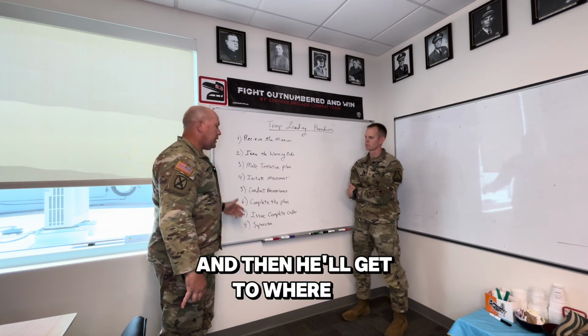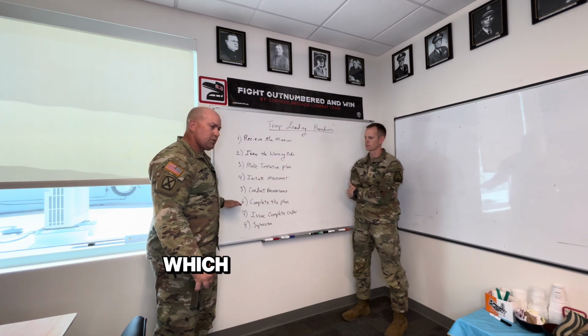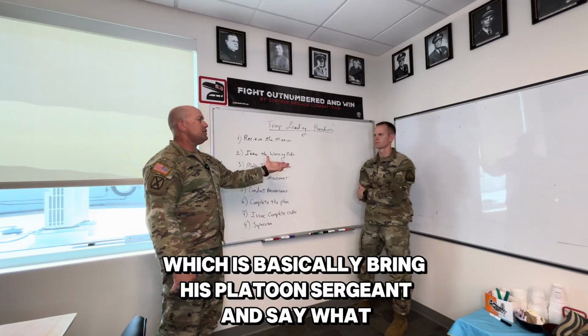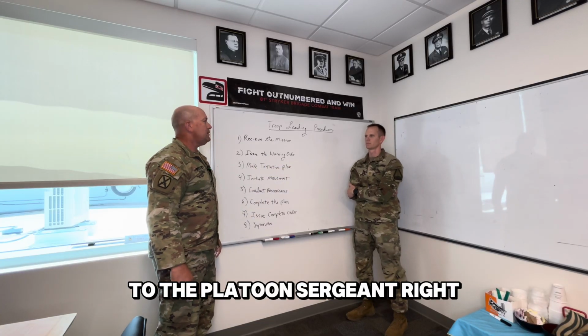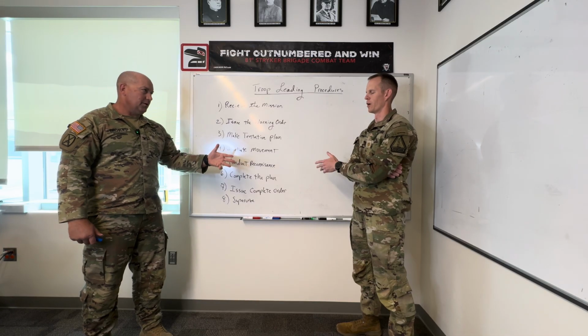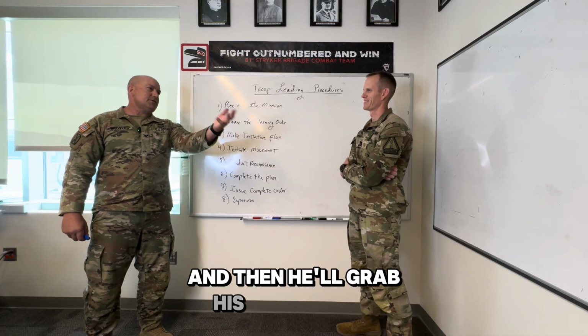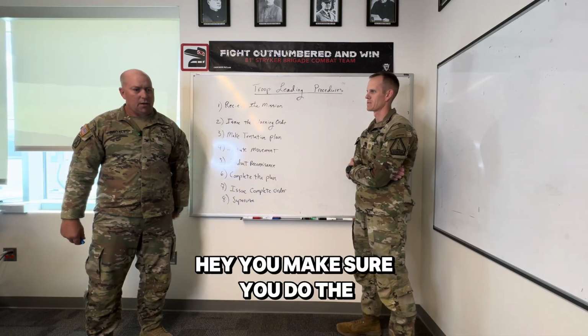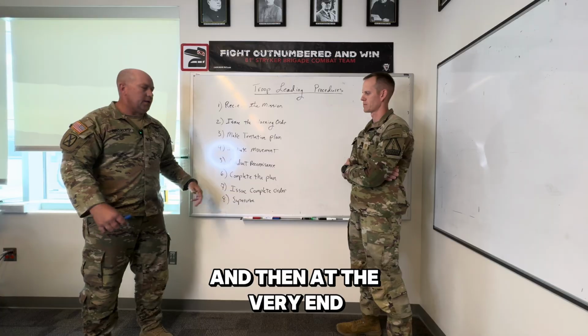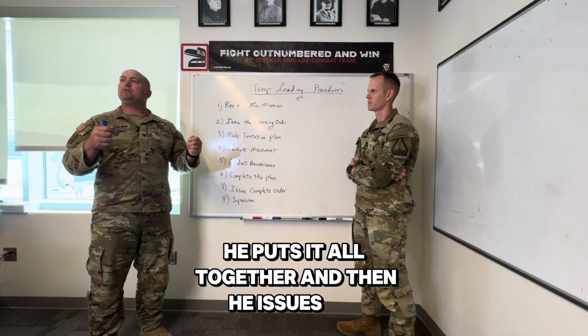And then he'll get to where he completes the plan, which is basically bringing his platoon sergeant in and saying what to the platoon sergeant? Write paragraph 4. Paragraph 4, right? Yes, sir. And then he'll grab his commo dude. Hey, you make sure you do the commo annex. And then at the very end, he puts it all together and issues the op order.